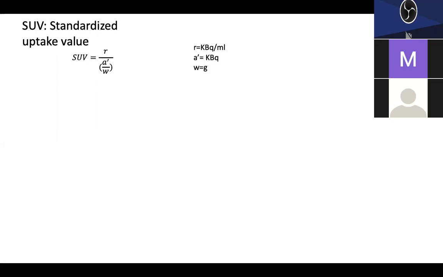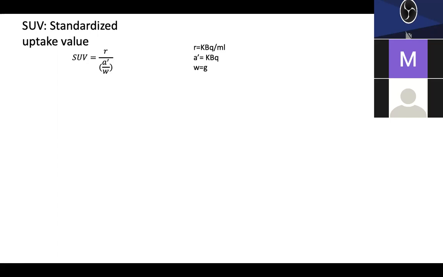So from this formula, you can basically see all the things that can affect SUV and why it may not be a very good or sensitive marker for certain things. Here you can see that the weight goes on top, so it becomes a numerator, and the injected activity is a denominator. And R is where you draw the region of interest. If you draw a larger area, the SUV will increase.